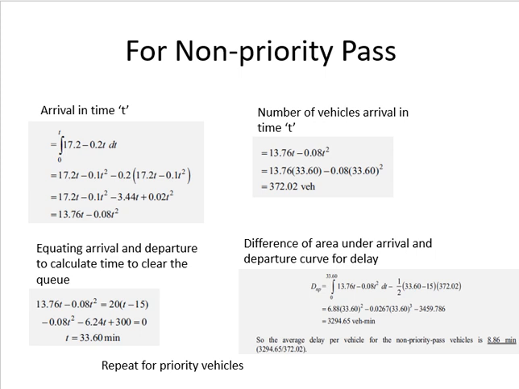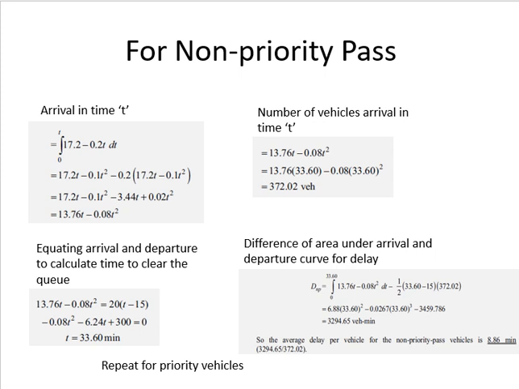I am putting them equal. When they will be equal, when arrival equals departure, what happens to the queue? Zero. Queue is gone. So when you put them equal and calculate the value of t, this is the time in which the queue has gone. The queue is cleared. The queue is cleared in 33.6 minutes.